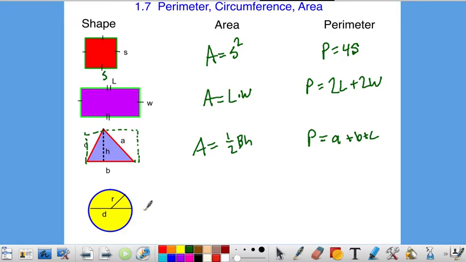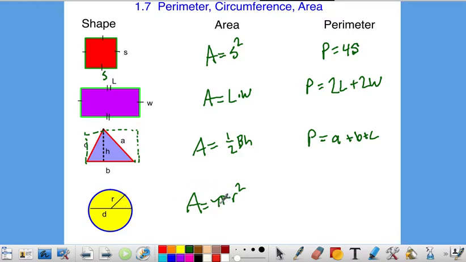For a circle, these are our pi formulas. So the area of a circle is pi times the radius squared. If you forgot what a radius is, it's the length that goes from the center of the circle to the outside of the circle. That's our radius.